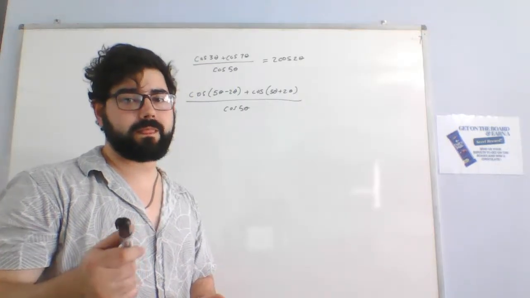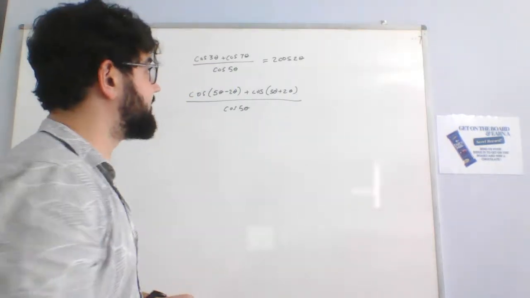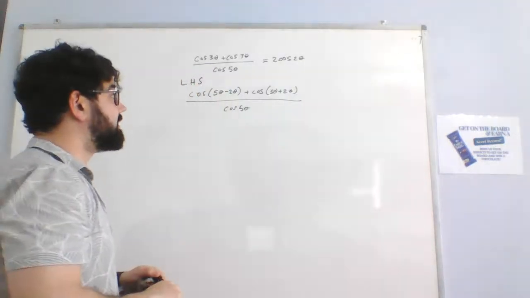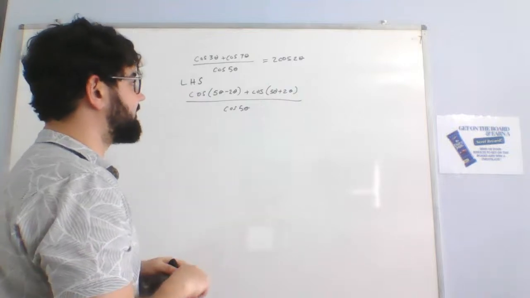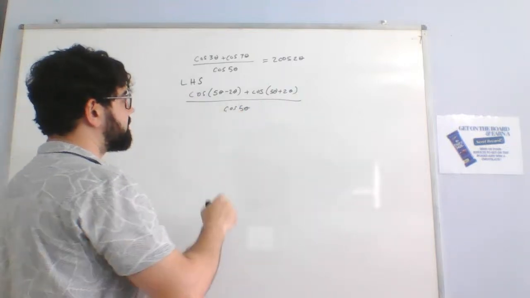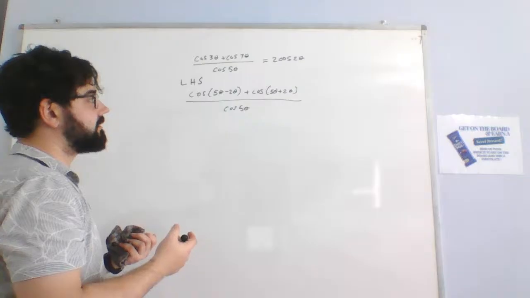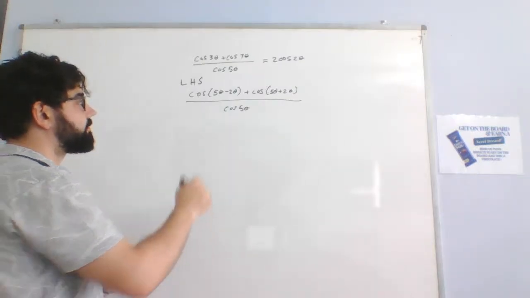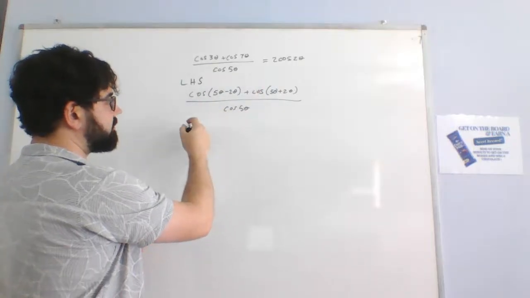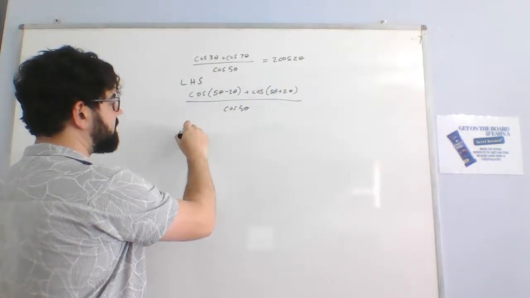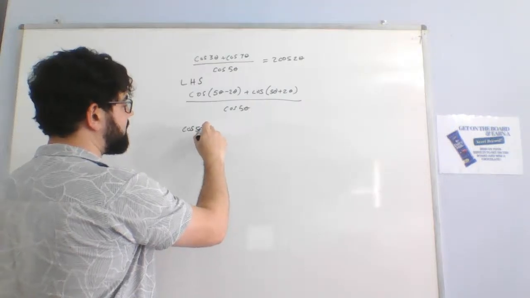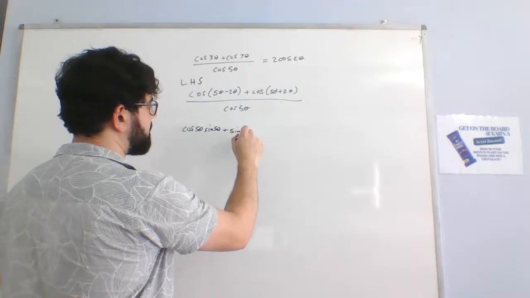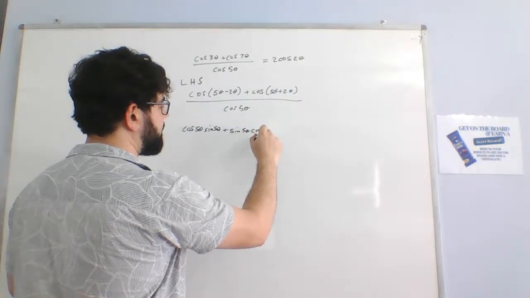We want to prove the identity. First of all, we want to only work on one side. We're going to work on the left-hand side, and we're going to simplify it. We've got this compound angle expansion, and we are going to break this down using the compound angle formulae. So it will be cos of 5 theta sine of 2 theta plus sine of 5 theta cos of 2 theta.